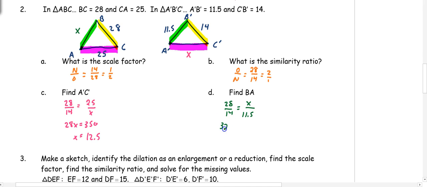we get 322 equals 14x, or we're going to call this y. Let's change this to y because we already had an x. So we'll say 14y, and we divide by 14, we get that y is 23.